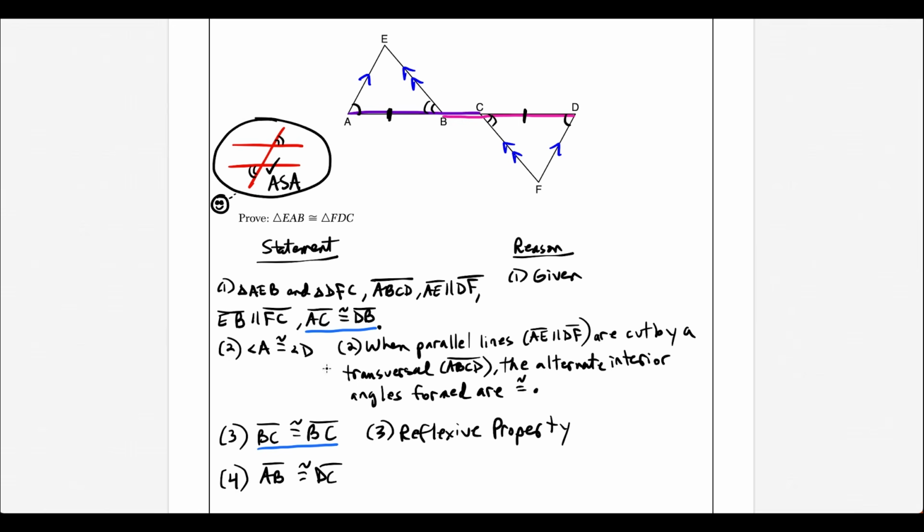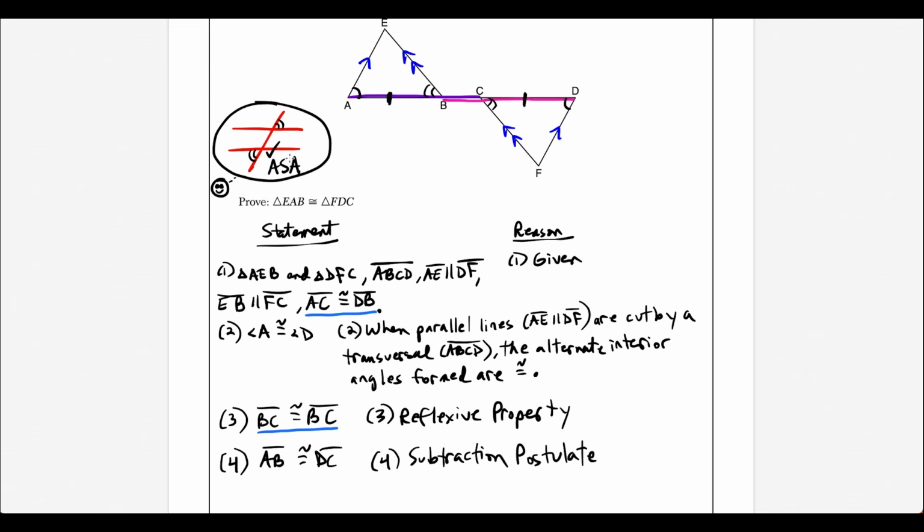So once we establish that these two pairs of segments are congruent, now we could say that AB is congruent to DC, because remember, with the subtraction postulate, when congruent segments, that's BC, BC, are subtracted from congruent segments, which we have here in statement 1, the differences, AB and DC, are also congruent. So this establishes that the pair of sides in both triangles are congruent.